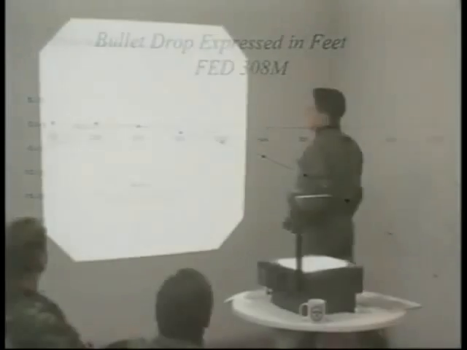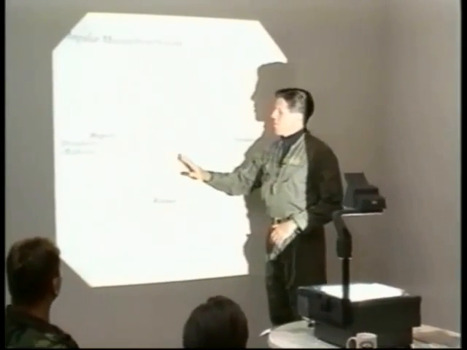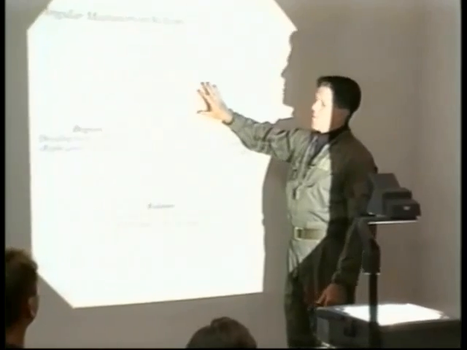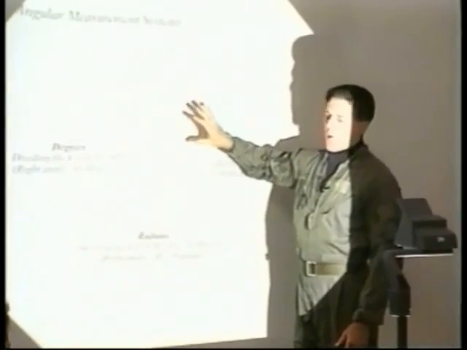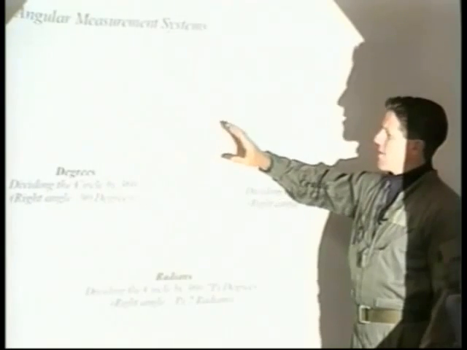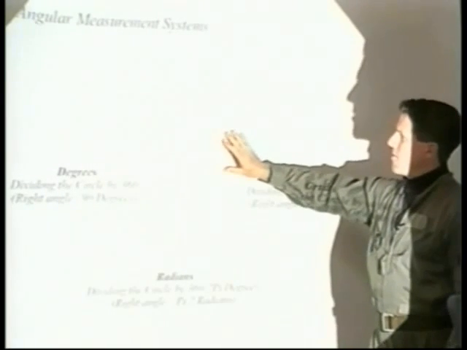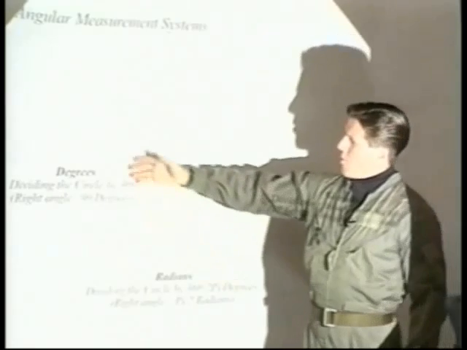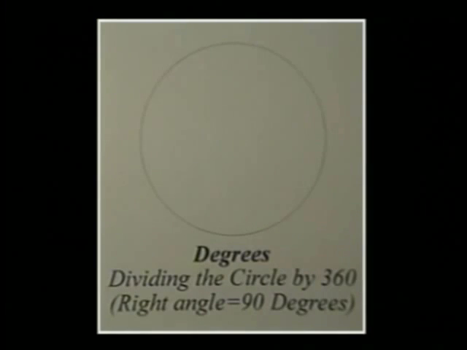All right, now what we want to do is be aware of some angular measurement systems. How are we going to determine what to set our sights to get that point of aim, point of impact at the desired range? Familiar to everybody is dividing a circle into degrees, minutes, and seconds. A right angle is defined by 90 degrees.